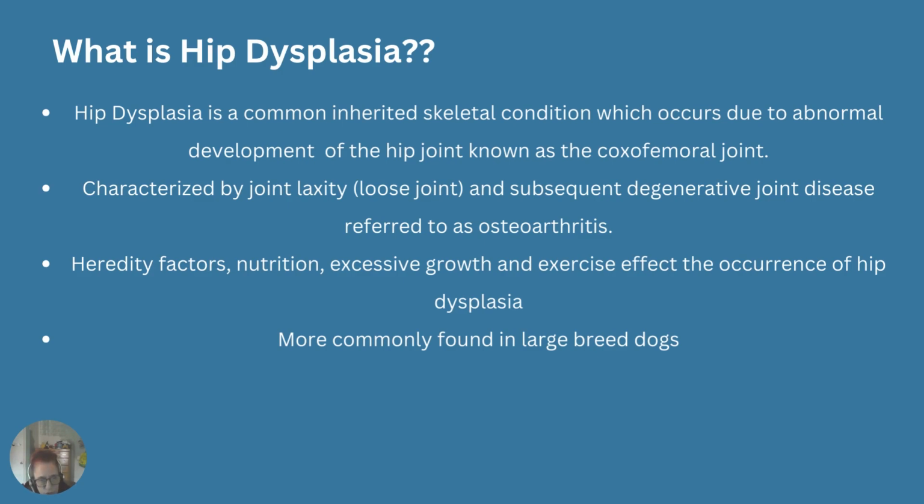Heredity factors, nutrition, excessive growth, and exercise affect the occurrence of hip dysplasia. More commonly, it is found in the larger breeds. They are more at risk, but small breeds have been known to also develop hip dysplasia.